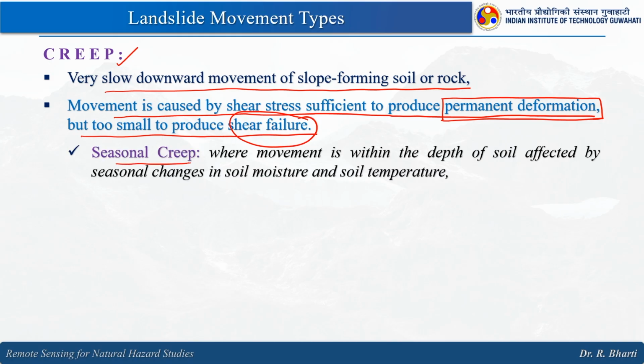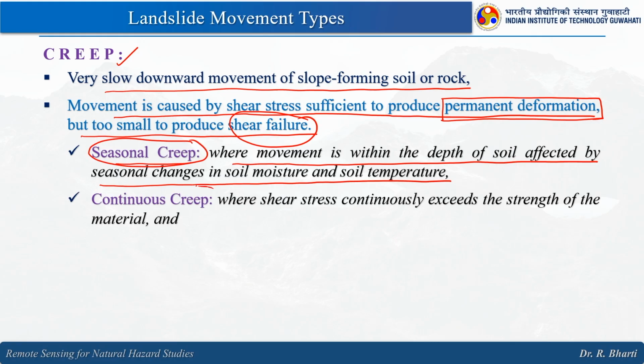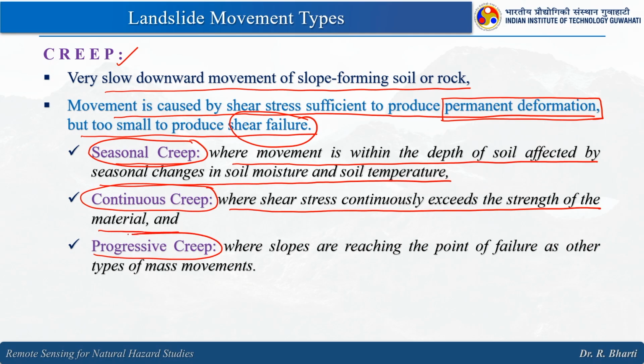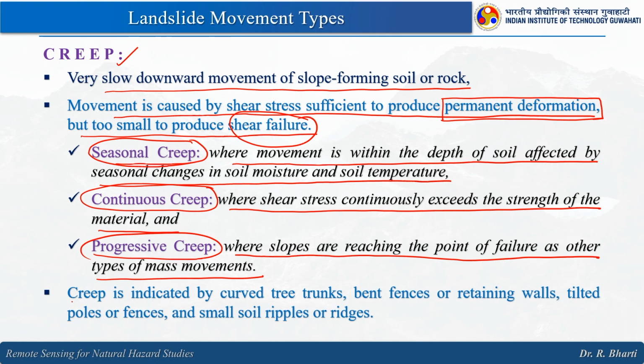So, you have seasonal creep, where movement is within the depth of soil affected by seasonal changes in soil moisture and soil temperature. Now comes the continuous creep, where shear stress continuously exceeds the strength of the material. Then comes the progressive creep, where slopes are reaching the point of failure as with other types of mass movements, and the creep is indicated by curved tree trunks, bent fences.